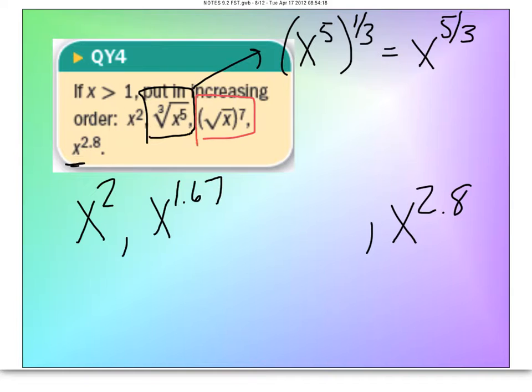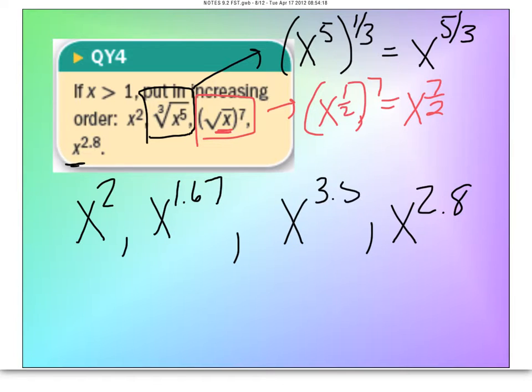This one right here is going to be similar fashion. Be careful though, this x to the square root is x to the 1/2. Then there's a 7 on the outside. So I'm going to multiply that. It becomes x to the 7/2. And that is just going to be written as x to the 3.5 decimal.